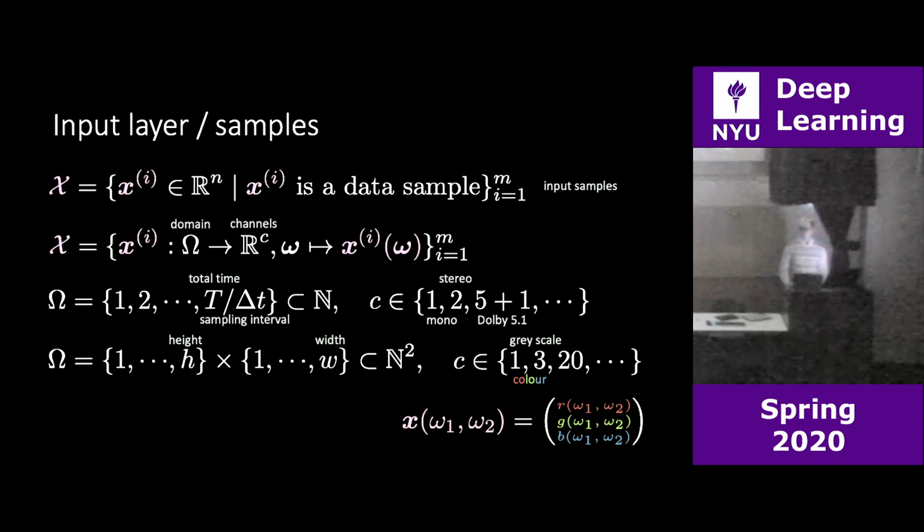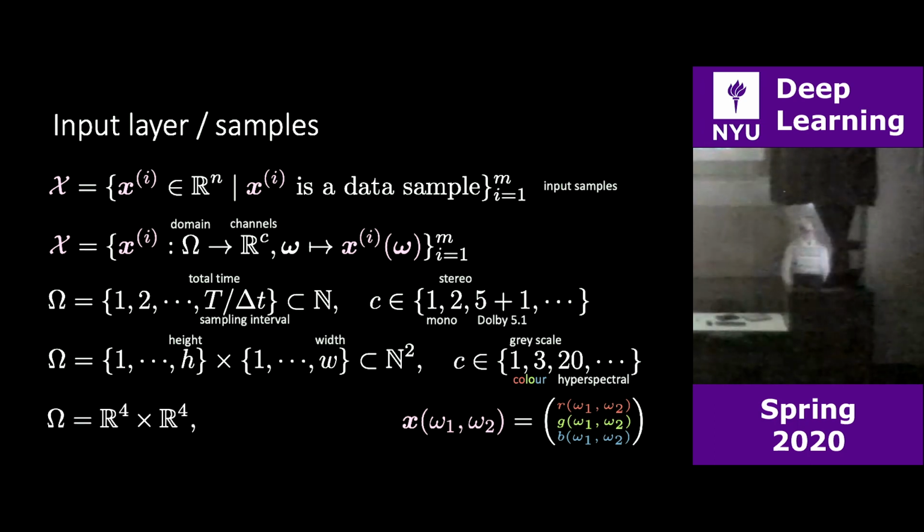Finally, who knows the name of the 20-channel image? Yeah, that's a hyperspectral image. It's very common to have a 20 bandwidth. Finally, who can guess this one? If my domain is R^4 times R^4. What can it be? Video? No. Video is still discrete, right? This is R^4. So it's not even computable.